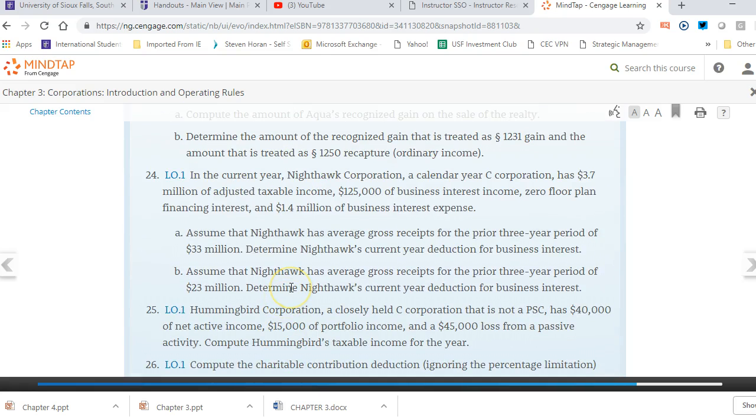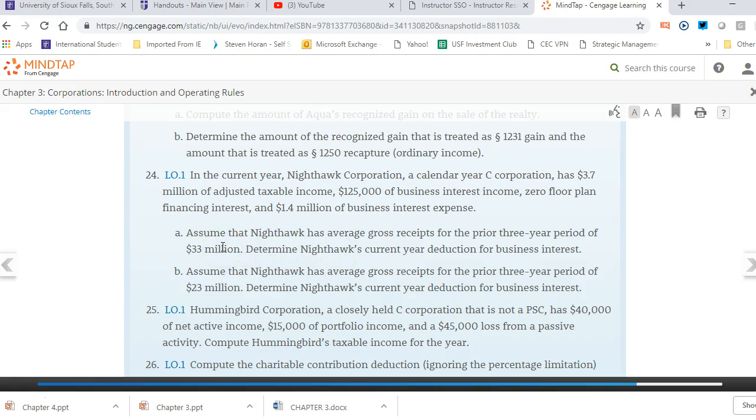Okay, question 24. In the current year, Nighthawk Corp, a calendar year corp, has 3.7 million of adjustable income, 125 of business interest income, 0 floor plan financing interest, and 1.4 million of business interest expense. Part A, assume Nighthawk has average gross receipts of the prior 3-year period of 33. Determine Nighthawk's current year deduction for business interest.